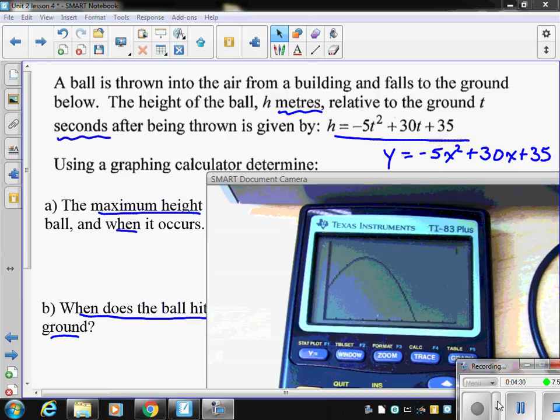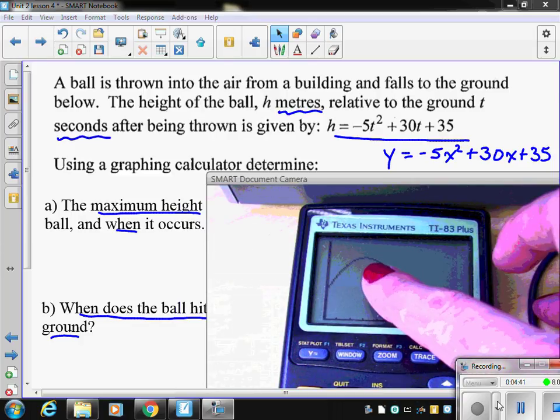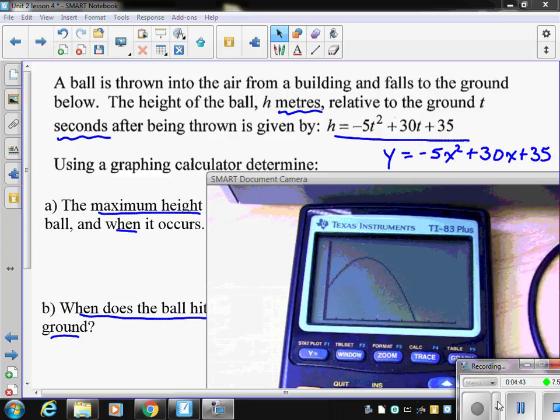There we are. There is a good graph of our function. And it says, when is the maximum height of the ball and when does it occur? I can see the maximum height of the ball. It's right there. And I want the graphing calculator to give it to me exactly.